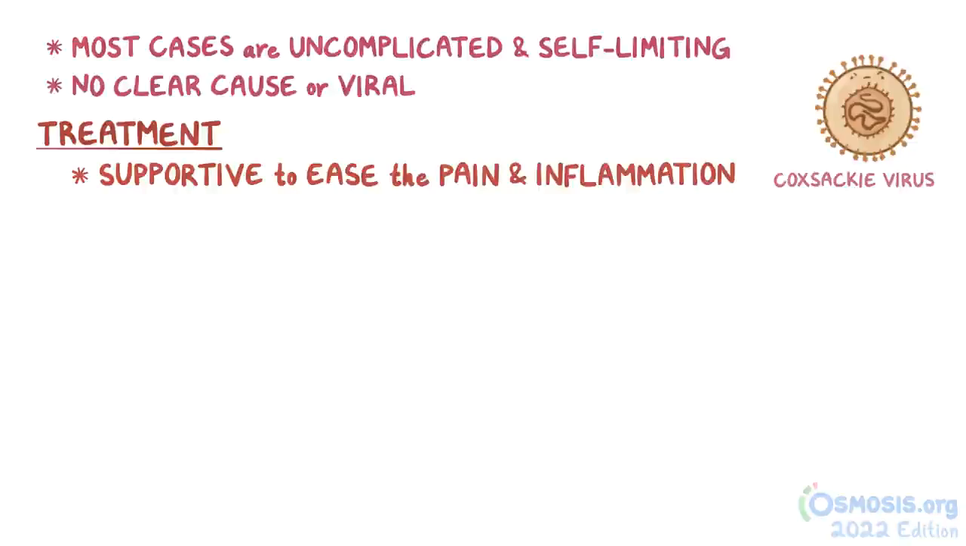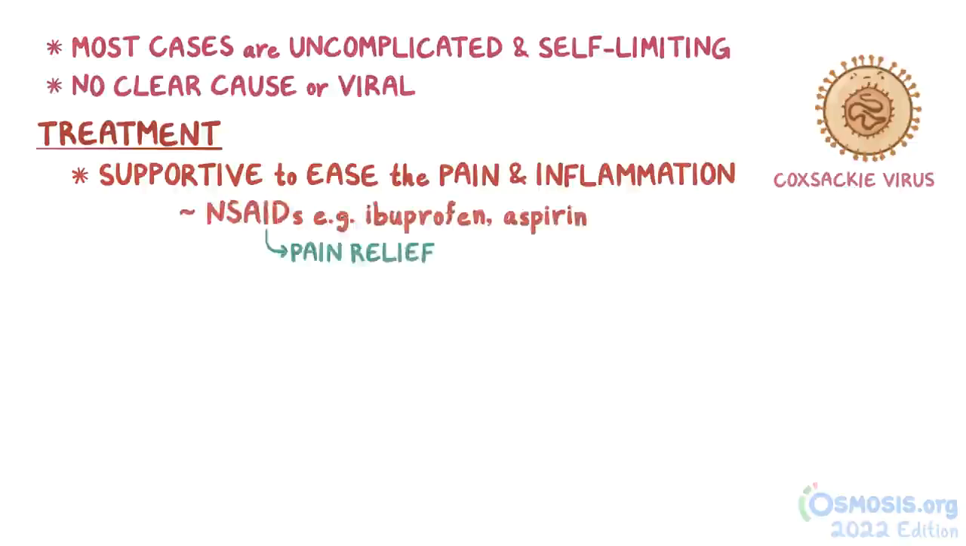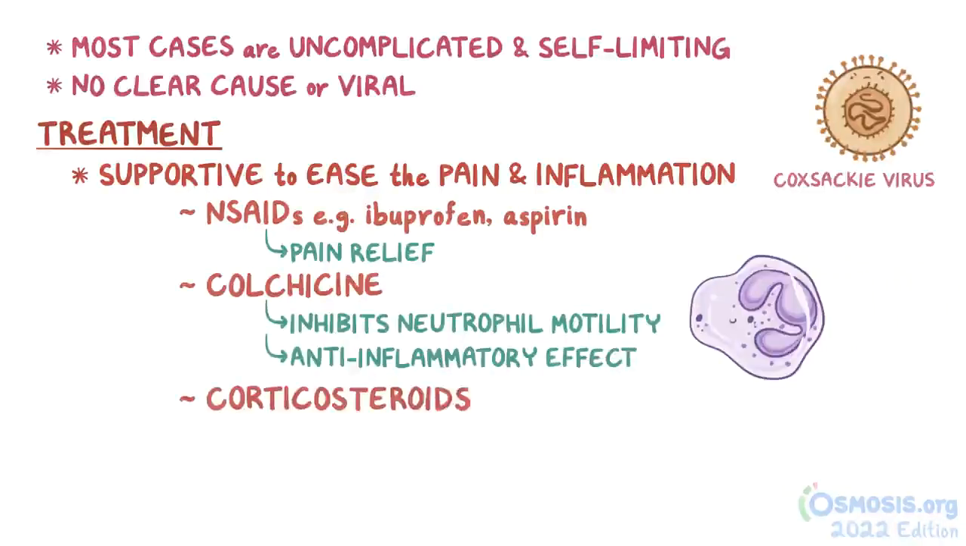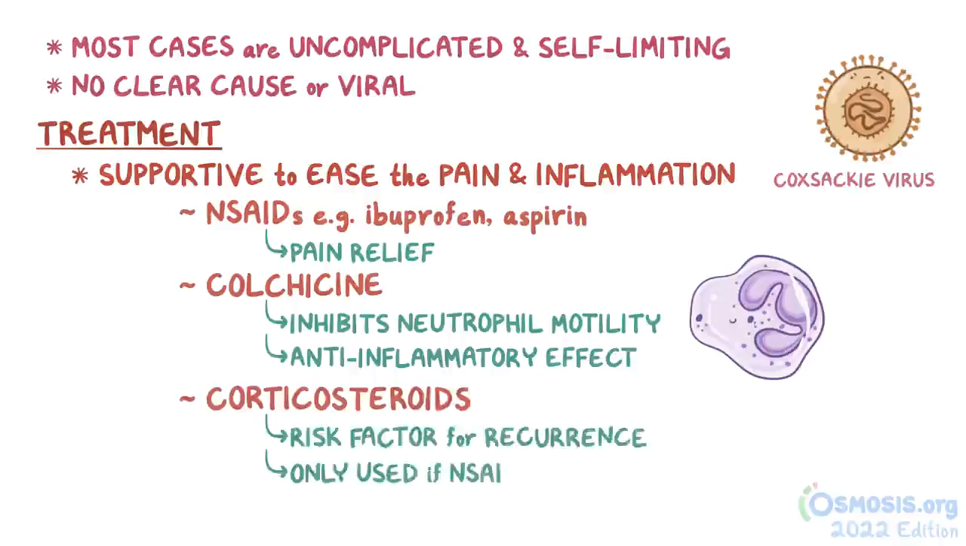Non-steroidal anti-inflammatory drugs, or NSAIDs, like ibuprofen or aspirin, usually work for pain relief. If NSAIDs aren't enough, they can be combined with colchicine, which inhibits neutrophil motility and has an anti-inflammatory effect. In some cases of acute pericarditis, corticosteroids may be used to calm the inflammation, but the use of corticosteroids is a risk factor for recurrence, so they should only be used if NSAIDs and colchicine aren't sufficient.